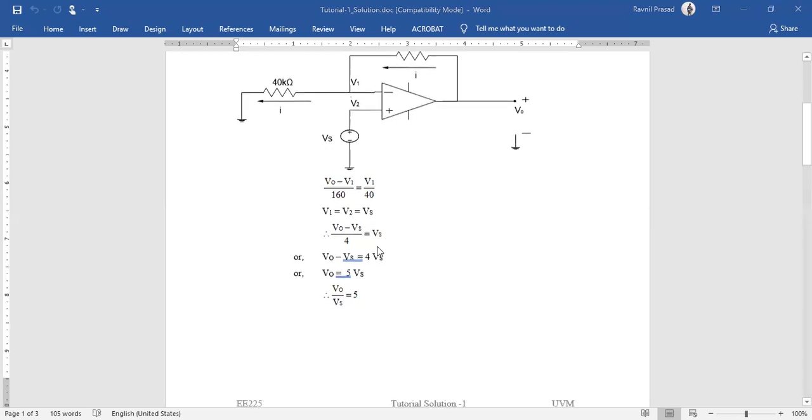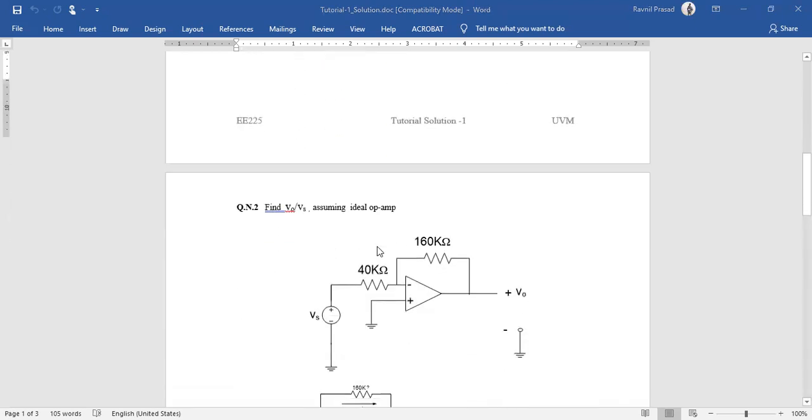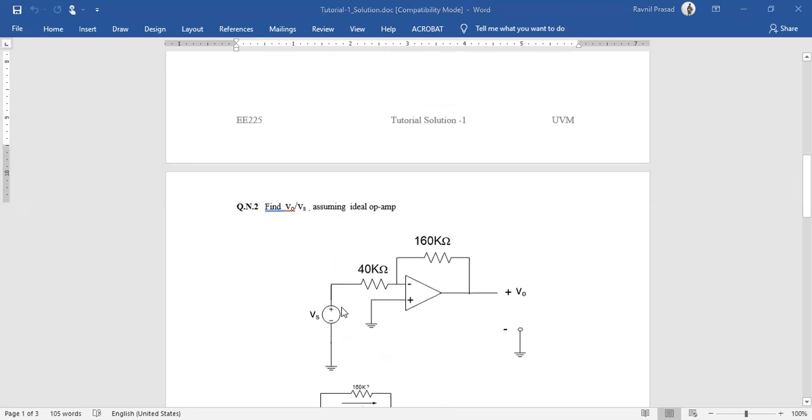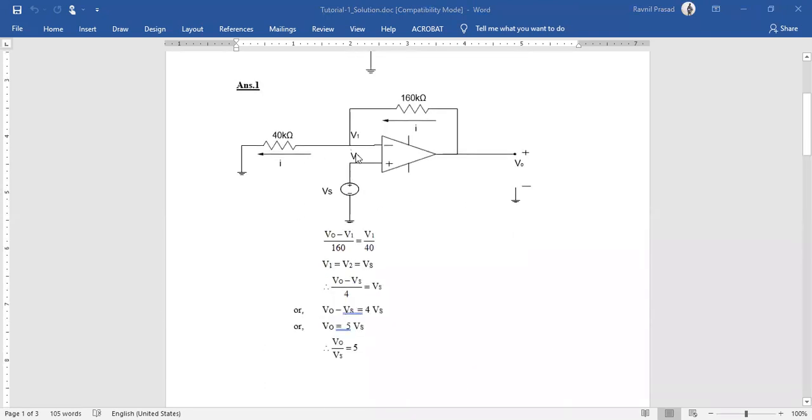Okay, let's move on to question number 2. Someone just asked, how do we know that V1 is equal to V2? All of you know that in a feedback amplifier, the gain is not governed by the op-amp. It is the feedback that defines the gain of the system. So we don't want any resultant gain from the op-amp.